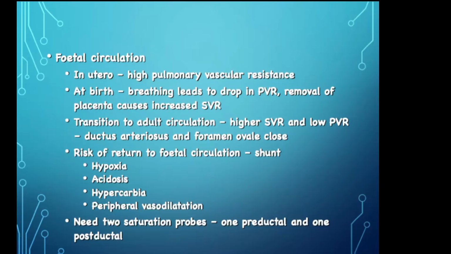Removal of the placenta, this very low resistance bed, you increase SVR dramatically, and the children transition to the adult circulation. Higher systemic vascular resistance and lower pulmonary vascular resistance causes the ductus arteriosus and the foramen ovale to close. Now, there are certain situations where you get risk of return to fetal circulation, okay?